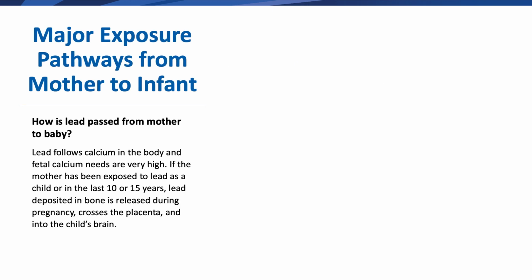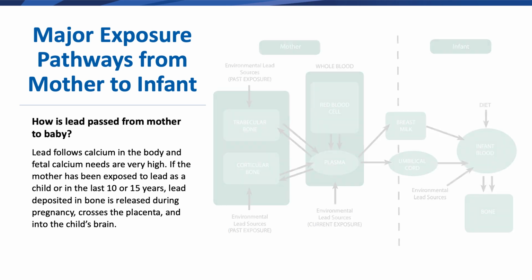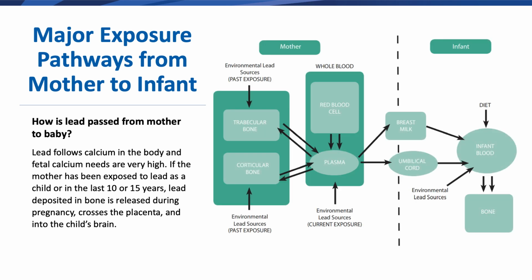Lead follows calcium in the body, and fetal calcium needs are very high. If the mother has been exposed to lead as a child or in the last 10 to 15 years, lead deposited in bone is released during pregnancy, crosses the placenta, and into the child's brain. Lead travels from the trabecular and cortical bone into the whole blood, where it goes into the plasma, and from the plasma blood, lead can then be transferred to breast milk and the umbilical cord.